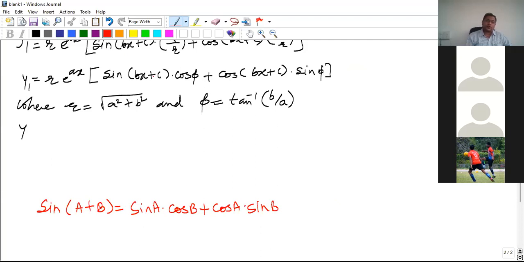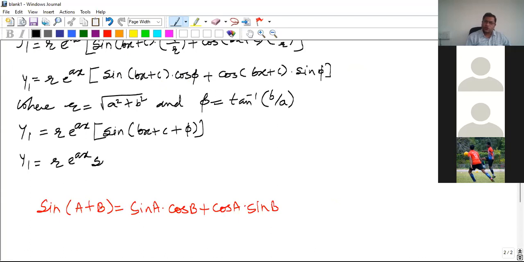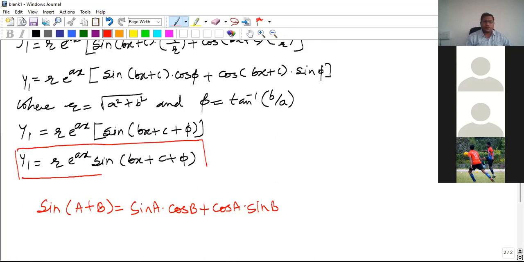Now here A is going to be this term ax plus c, and B is going to be phi. So we can write y1 is equal to r e raised to ax, this will be sine of bx plus c plus phi. Okay, we can write y1 is equal to r e raised to ax sine of bx plus c plus phi. So this is going to be our first derivative. Okay, so we got here the first derivative.